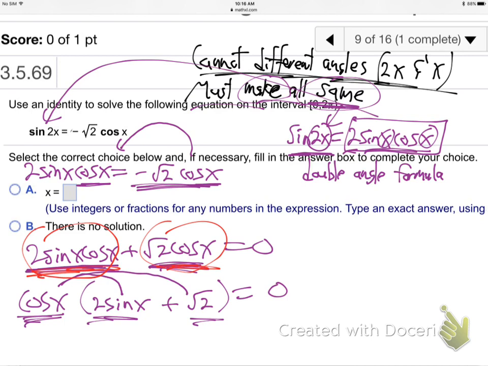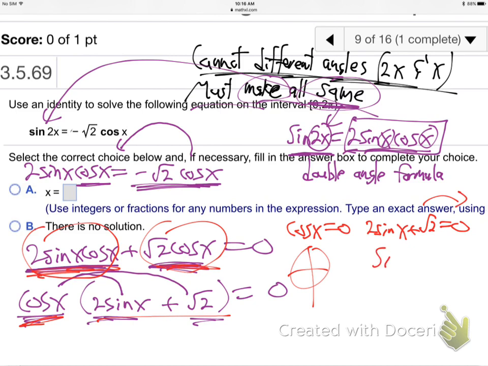So now what do you do from here? Same thing. The first part is 0, or this part is 0. So cosine alone is 0, or 2 sine plus root 2 is 0, right? You say this part is 0 or that part is 0 because they're multiplying to be 0. So then do the unit circle for cosine 0. Move this over. 2 sine is negative root 2 divided by 2. So sine is negative root 2 over 2. Draw the unit circle and find out where that is. We good to there? Then you just do the unit circle thing. Questions on that one?